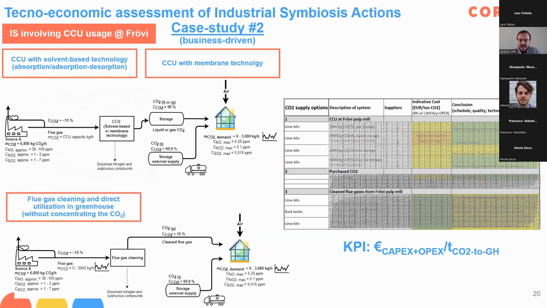So as such, again, the cost of each option needs to be calculated, and the KPIs, such as the ratio between the CAPEX and OPEX of the selected technology and the resulting tons of CO2 delivered into the greenhouse, need to be evaluated.